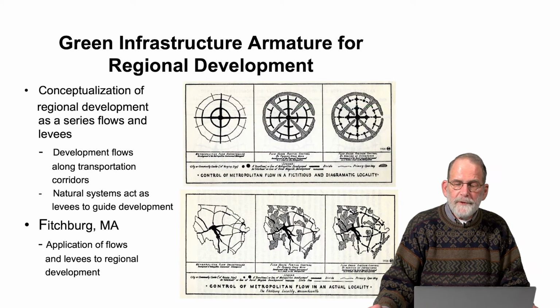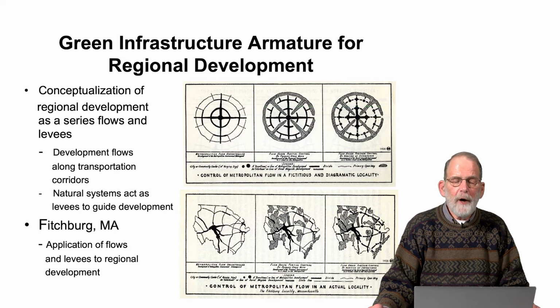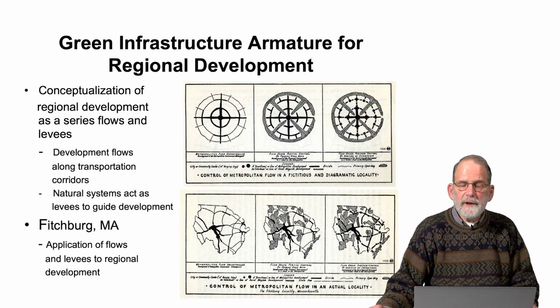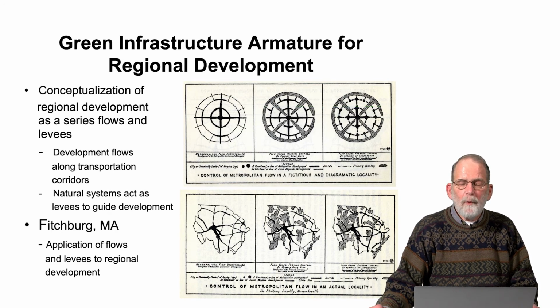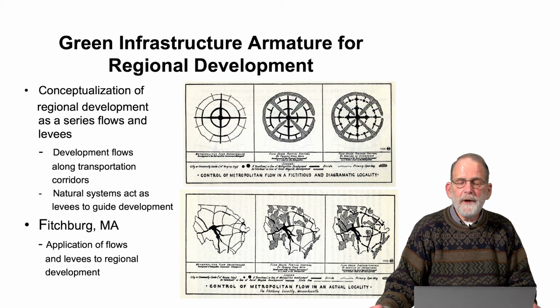So in this diagram on the right, we can see the conceptualization of regional development as a series of flows and levees, where development flows along transportation corridors. Along these transportation corridors, either radiating out from the center of a community or moving around the community. And natural systems then in the center and right-hand diagram being ways of guiding the flow of development along these transportation corridors.